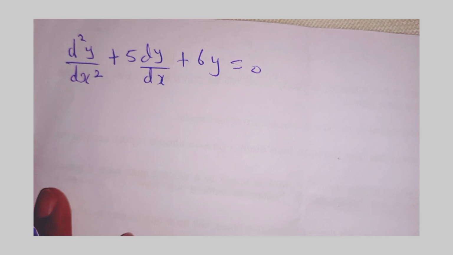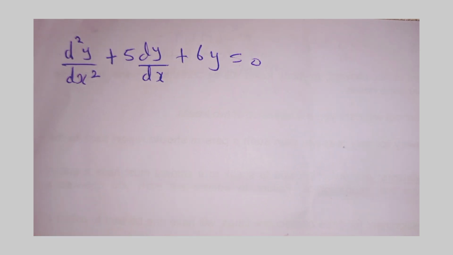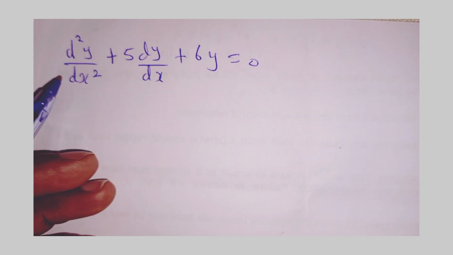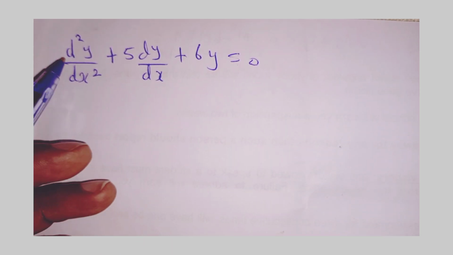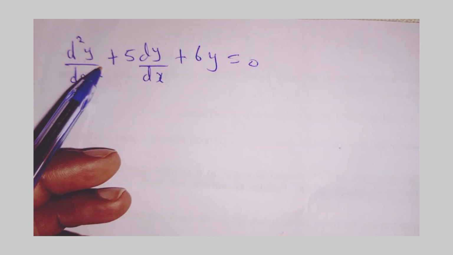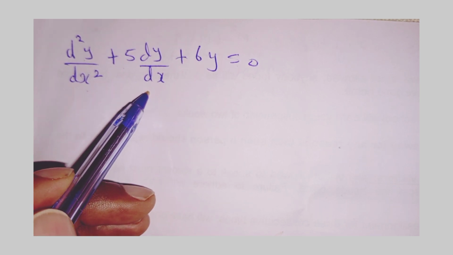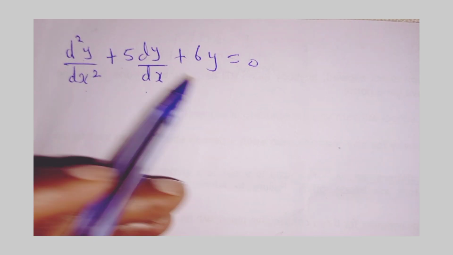Hello everyone, welcome to the study of ODE, whereby we are going to solve this second order differential equation given that the second derivative of y with respect to x plus 5 times the first derivative of y with respect to x plus 6y is equal to 0.